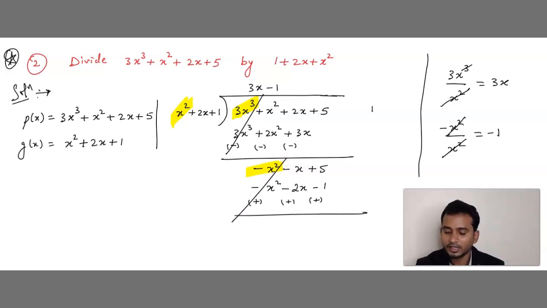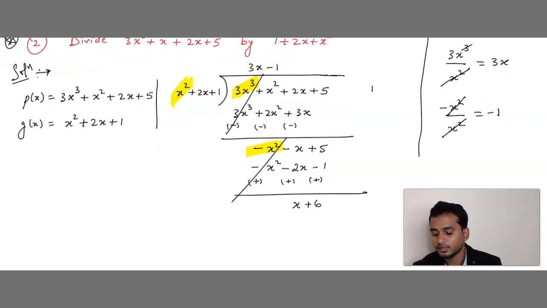Now we can see plus x square minus x square get cancelled. Now this is plus 2 and this is minus 1. 2 minus 1 is 1x. Plus 5 plus 1, that is plus 6.